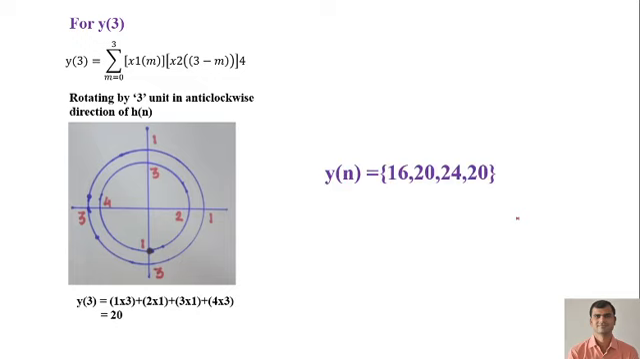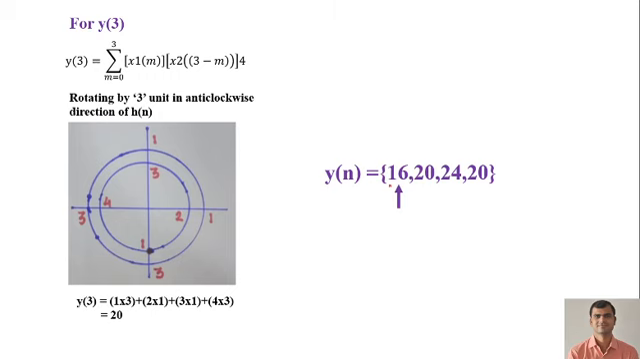Now write the sequence for y of n. This contains the answers for y of 0, y of 1, y of 2, and y of 3. The position of the arrow will be here, because in the original sequence there are 0 samples before the arrow, and for x2 of n there are also 0 samples before the arrow. So the position of the arrow will be at 16 only.